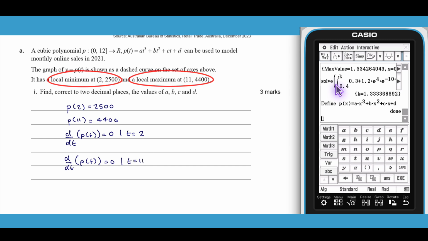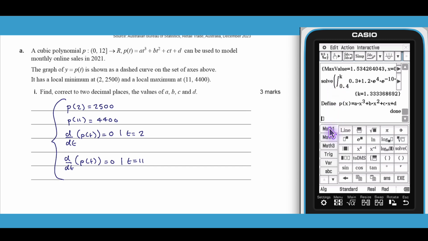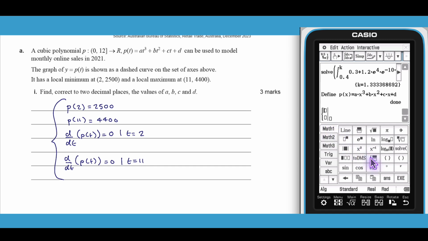It is important to write down these equations rather than going straight into solving them, as this question is worth 3 marks and so it is expected that working will be shown. To solve these equations simultaneously on a ClassPad, first tap the simultaneous equations icon on the Math 1 keyboard 3 times.